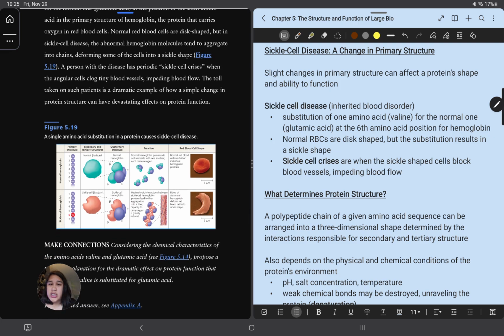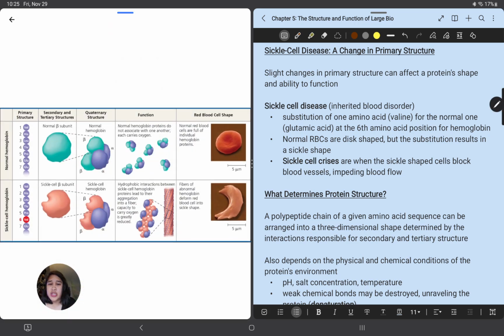Normal red blood cells are disc-shaped, but in sickle cell disease, the abnormal hemoglobin molecules tend to aggregate into chains, deforming some of the cells into a sickle shape, which is like a crescent. A person with the disease has periodic sickle cell crises, when the angular cells clog tiny blood vessels, impeding blood flow. The toll taken on such patients is a dramatic example of how a simple change in protein structure can have devastating effects on protein function.